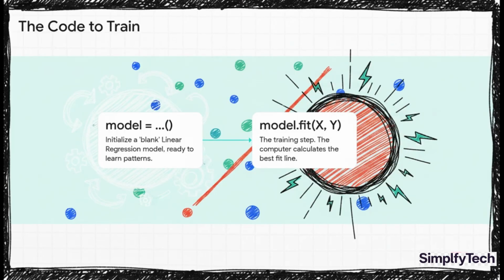And get this, all of that complex math, the ball rolling down the hill, finding the minimum error, it boils down to just two lines of code. Seriously, first we create a fresh, empty model. Then we use the .fit command. That's it. That's the go button that tells the computer, hey, do all that hard work and find me the best line for this data.